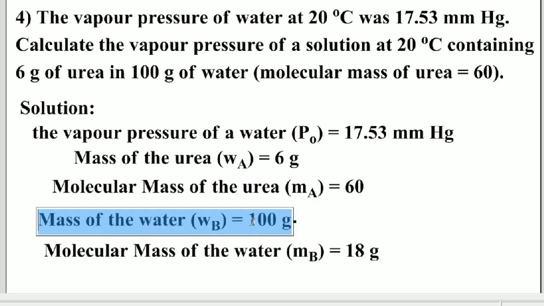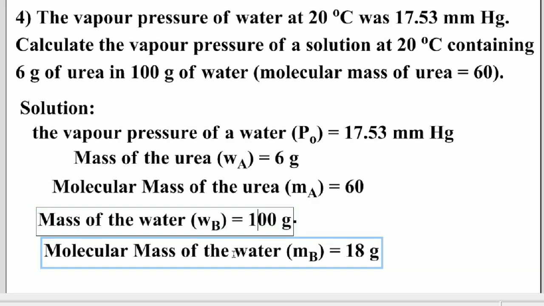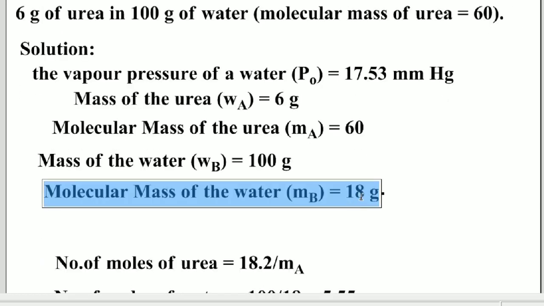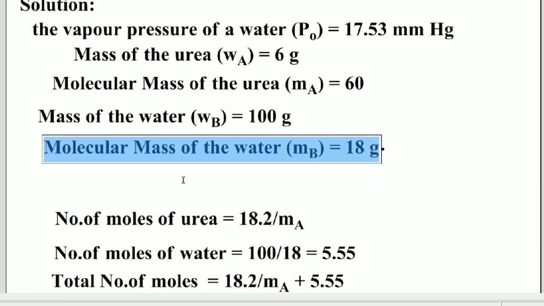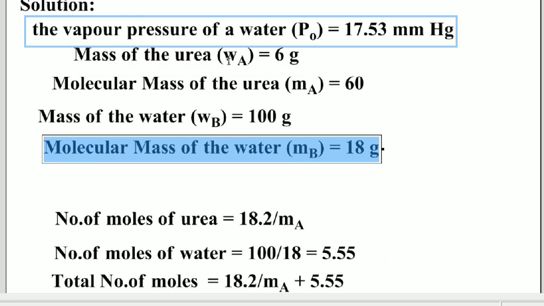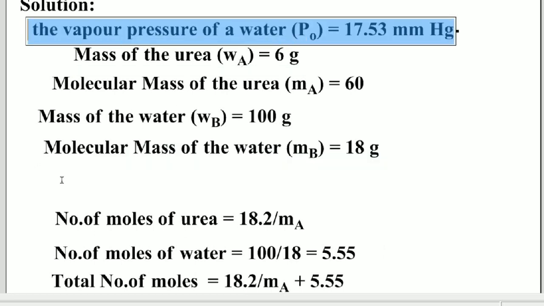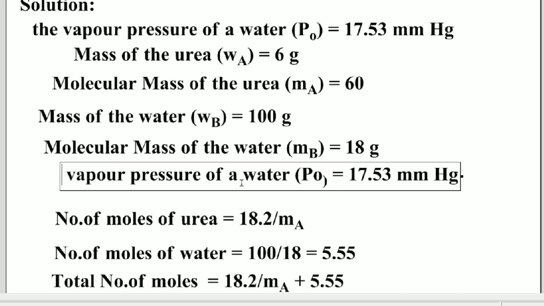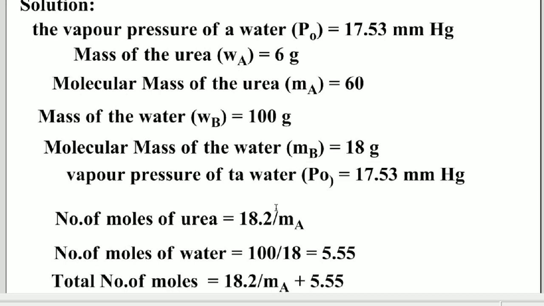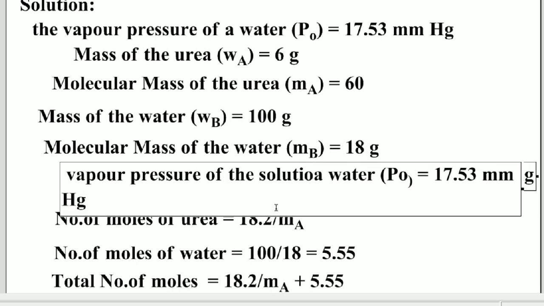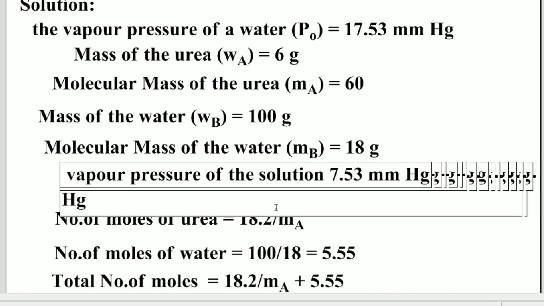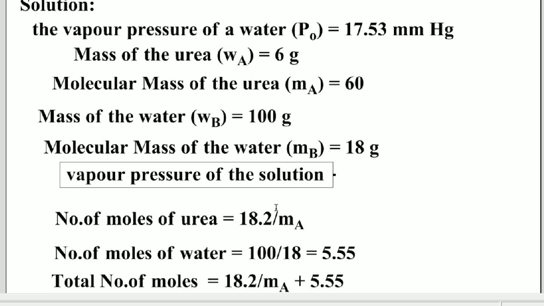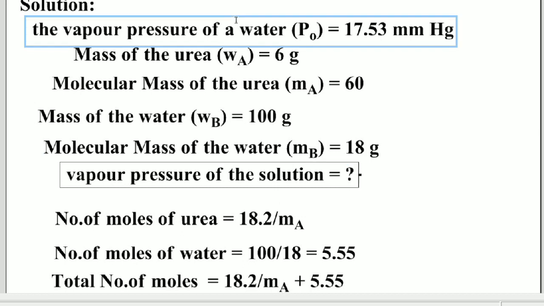Similarly, the mass of the water is given as 100 grams, and the molecular mass of water, we know, is 18 grams. Now we should find the vapor pressure of the solution. Therefore, in this problem, we should find the vapor pressure of the solution.